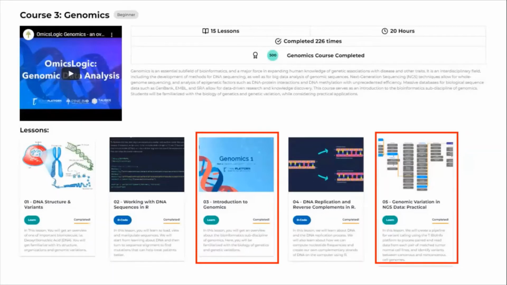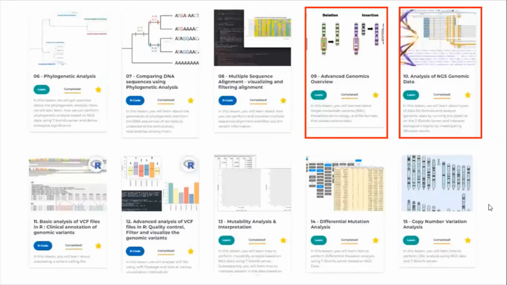Within the full course, specific lessons that are of relevance to session 2 include Lesson 3, Introduction to Genomics, that will give you an overview of genetics and genetic variation. Lesson 5, Genomic Variation in NGS Data Practical, where you will learn to create a variant calling pipeline to identify variants between cancerous and non-cancerous genome. Another lesson is Lesson 9, Advanced Genomics Overview, that will cover advanced concepts in genomics, including single nucleotide variants, various terminologies associated with mutations, and file formats that store variants data.